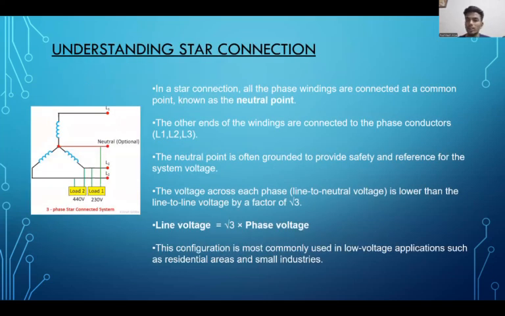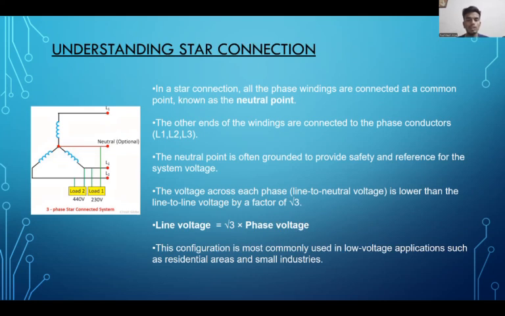Now coming to understanding star connections. In a star connection, all the phase windings are connected at a common point known as the neutral point. You can observe the diagram given on the left. The other ends of the windings are connected to the phase conductors, marked as L1, L2, and L3. The neutral point is often grounded to provide safety and reference for the system voltage.